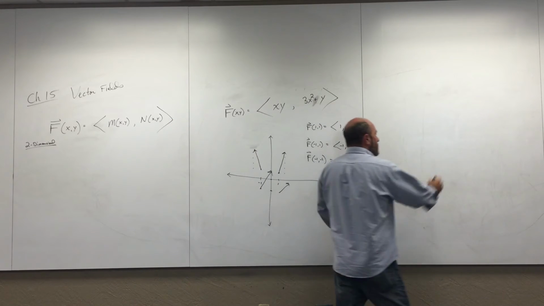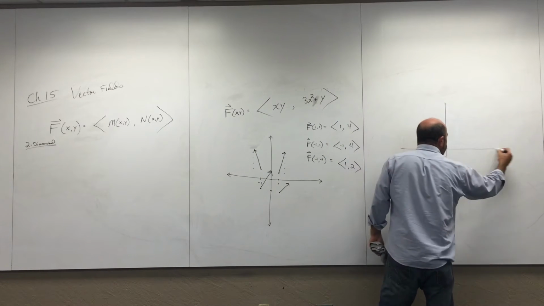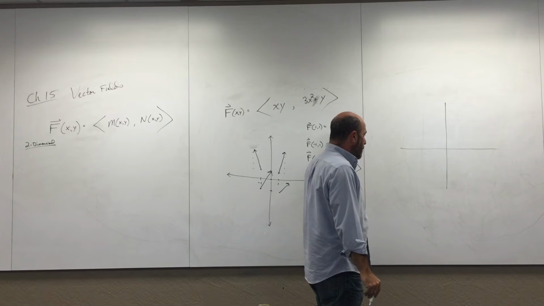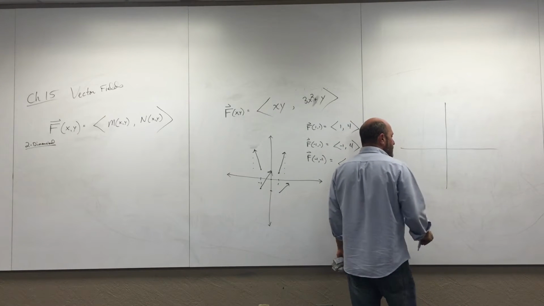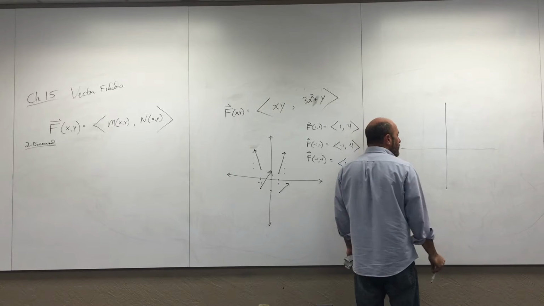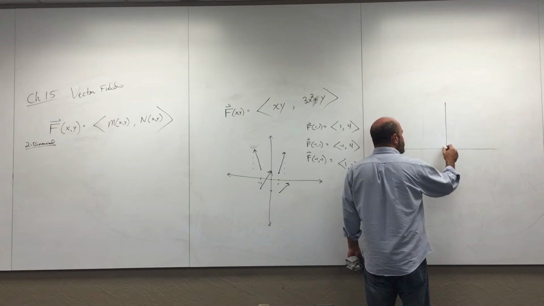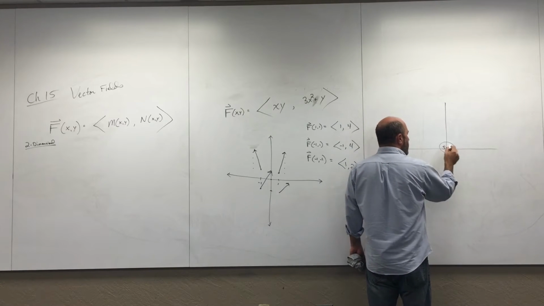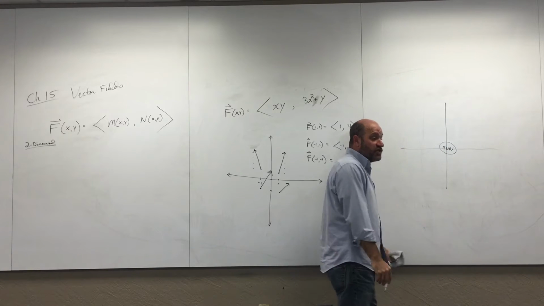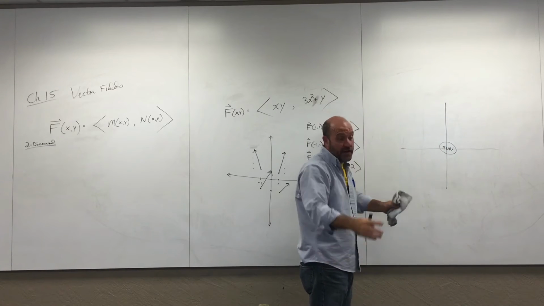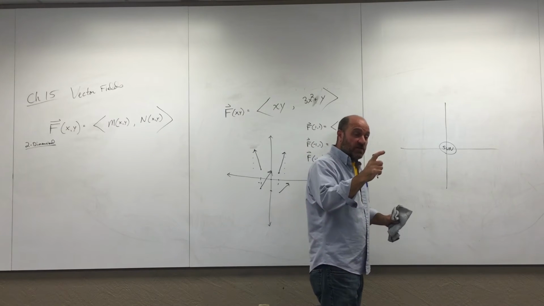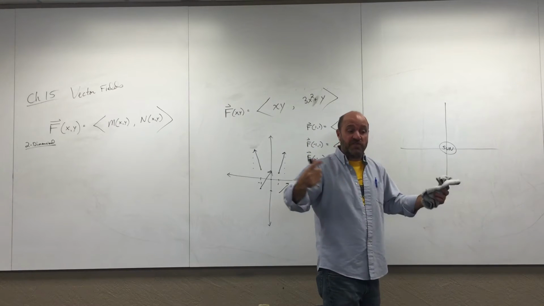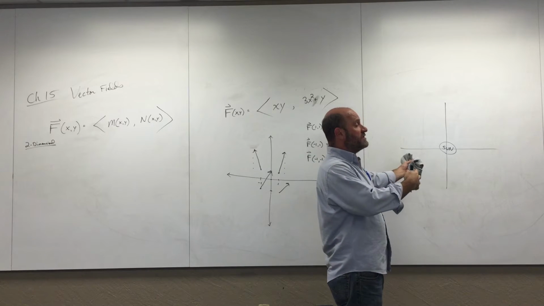But here's one. Maybe this is a 3D vector field. I was going to pretend this is the sun, and it's exerting a gravitational force on everything around it in 3D space. I can draw little vectors that represent the force field of gravity due to the sun.